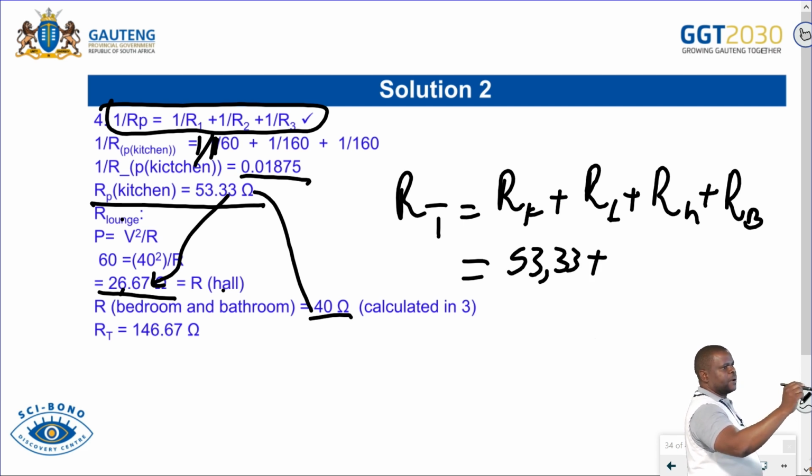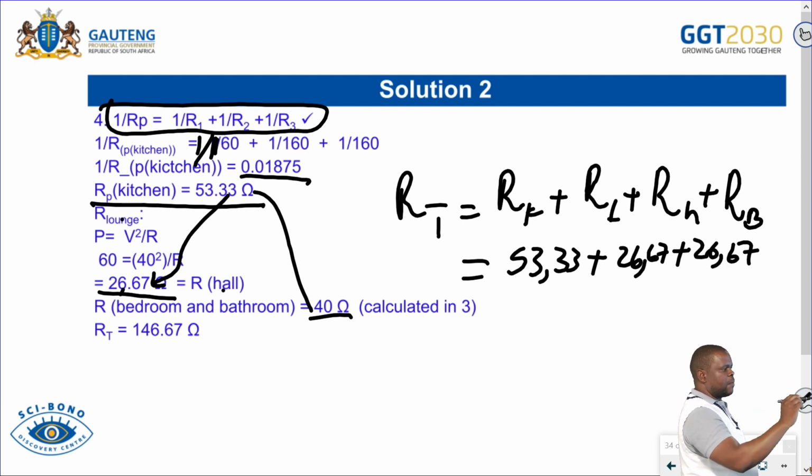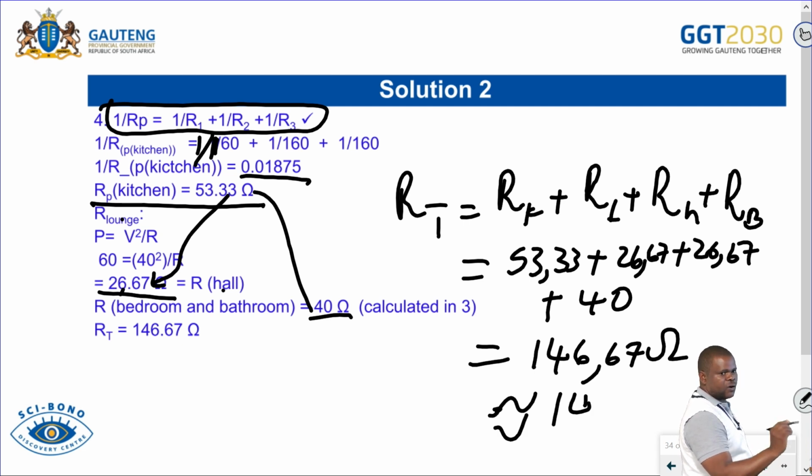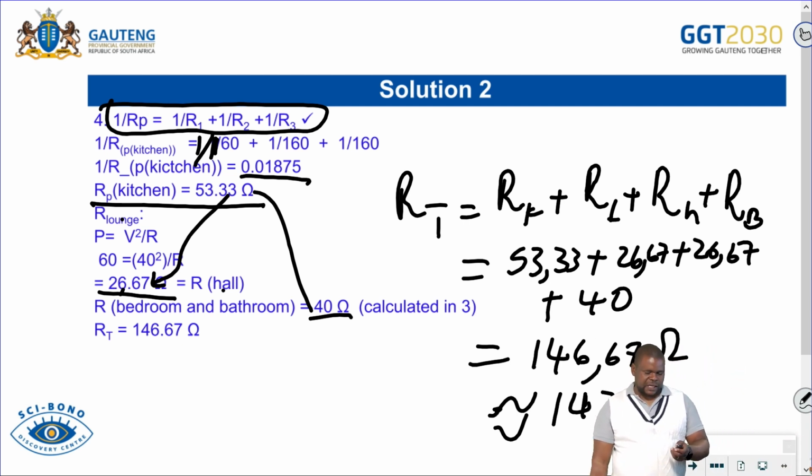53.33 plus 26.67 plus 26.67 plus also 40. Then the total gives us what? 146.67 ohm, which you can round up to 147 ohm. Are we together, grade 11s?